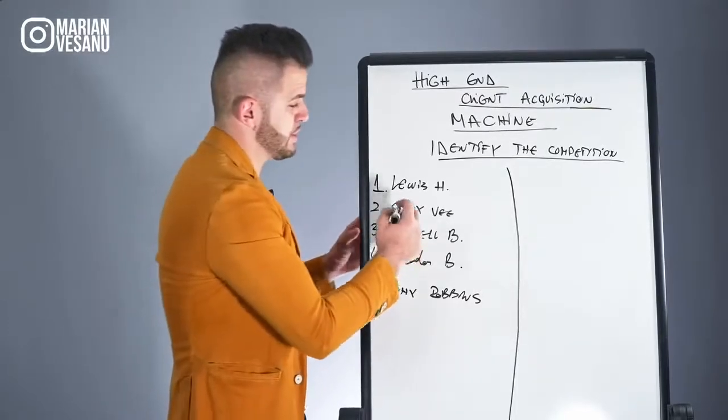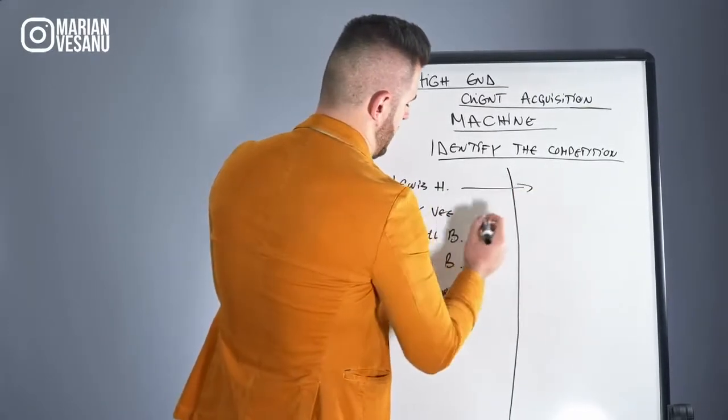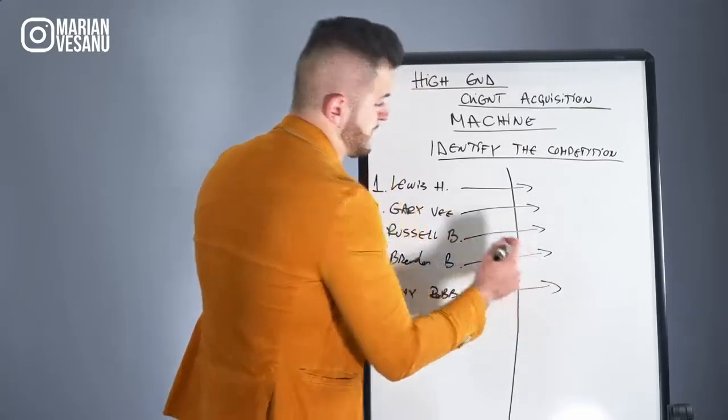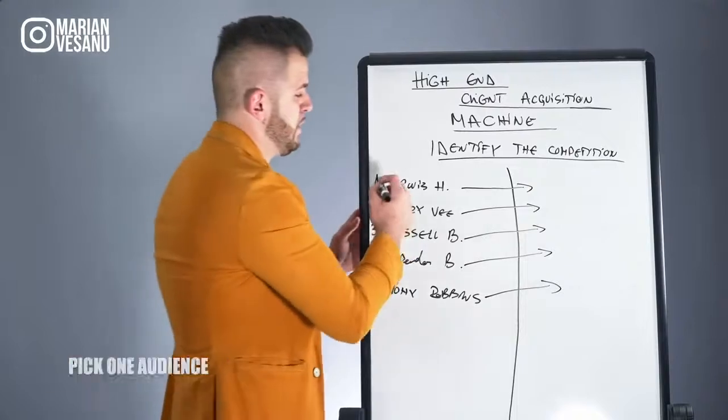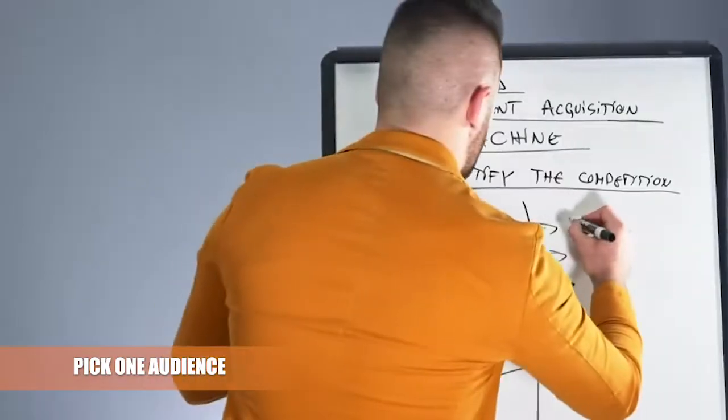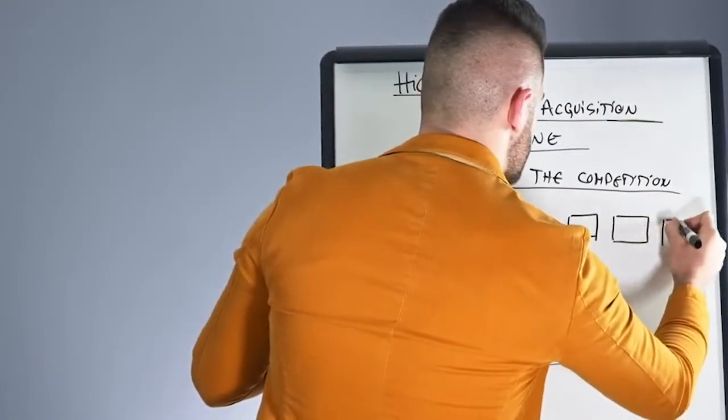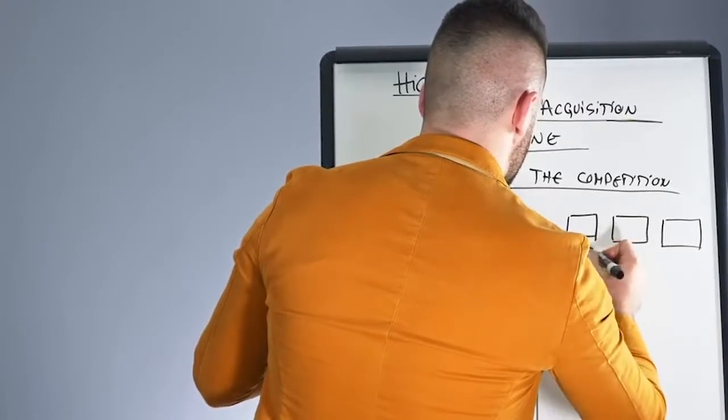And now you can just put your content in front of them, right? For example, some of the audiences of these people will work better than others. You'll pick one audience and you'll show them separate videos of the ones that you created already.